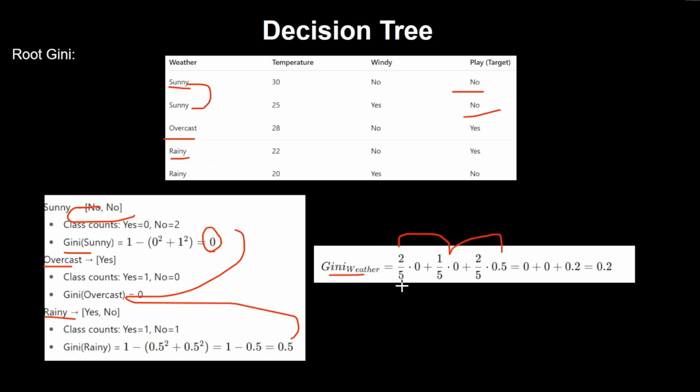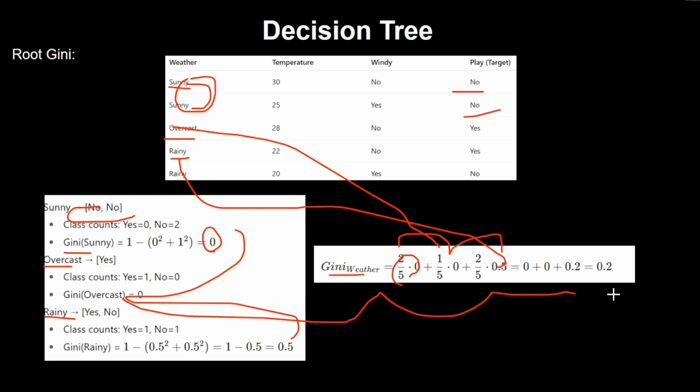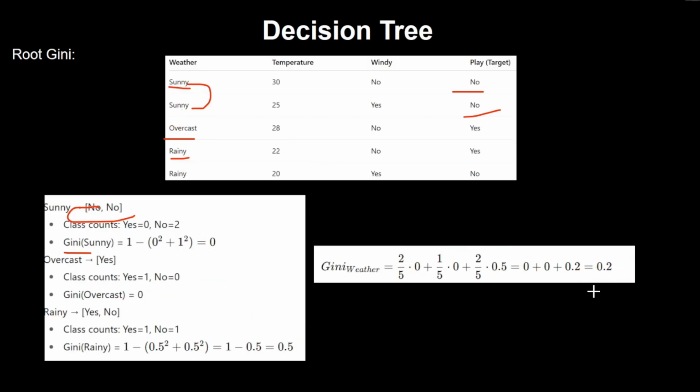Here the probability of choosing sunny is 2 by 5. Similarly, overcast is 1 and rainy is 2. We multiply with the individual ones and add them together. We get the Gini impurity of the whole feature if we split according to that feature.